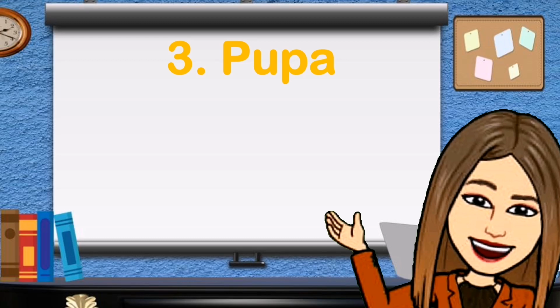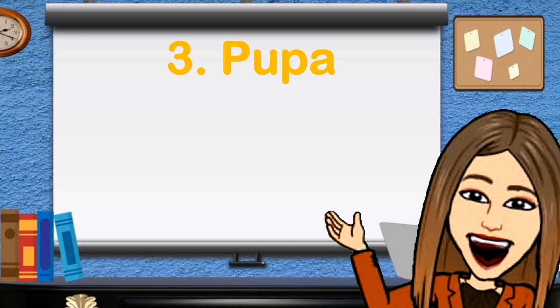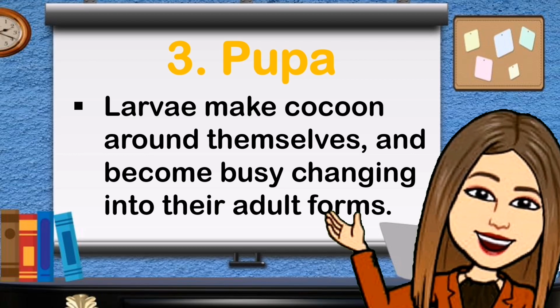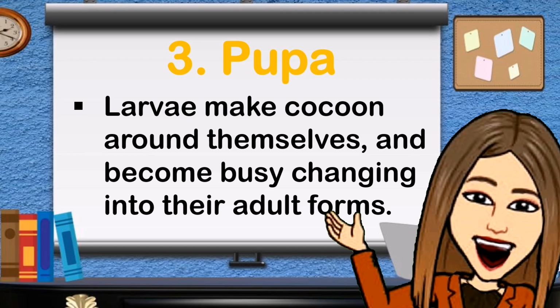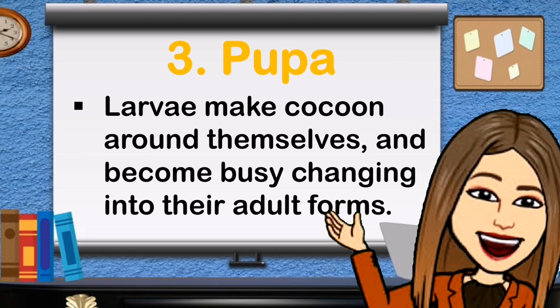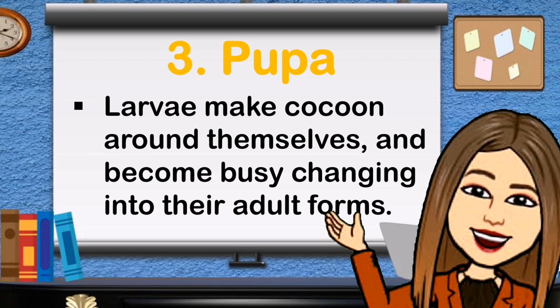Pupa. When the right period comes, larvae are enclosed in a cocoon to continue the development and maturation. They do not eat during this time. The process lasts for days or weeks depending on the species of organism.